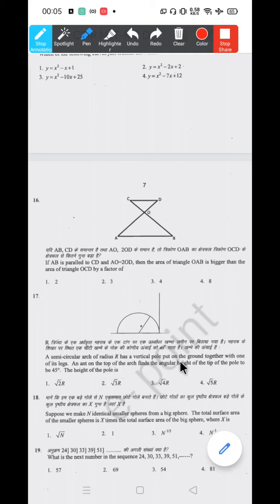A vertical pole is put on the ground, together with one of these legs on the top. Find the height. We need to find this height of a pole. Correct. So this is perpendicular, and this is actually r, and there it is gained 45 degree.